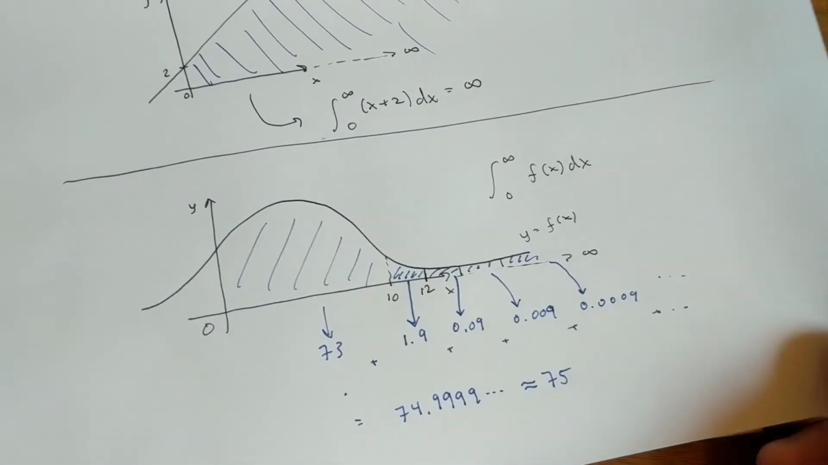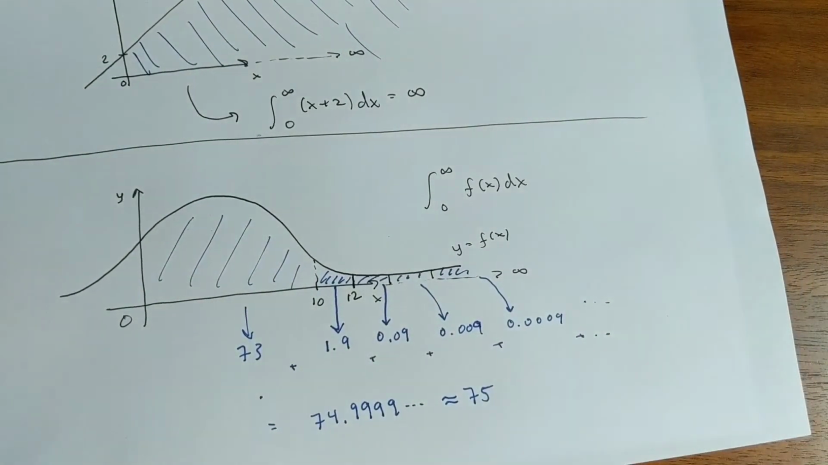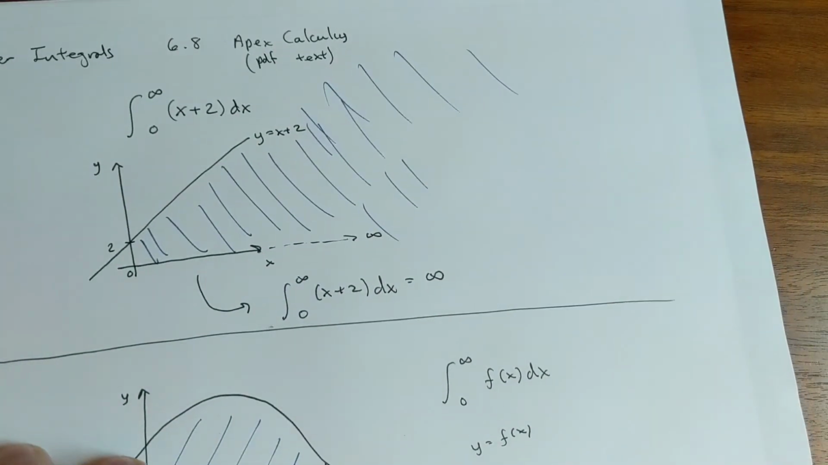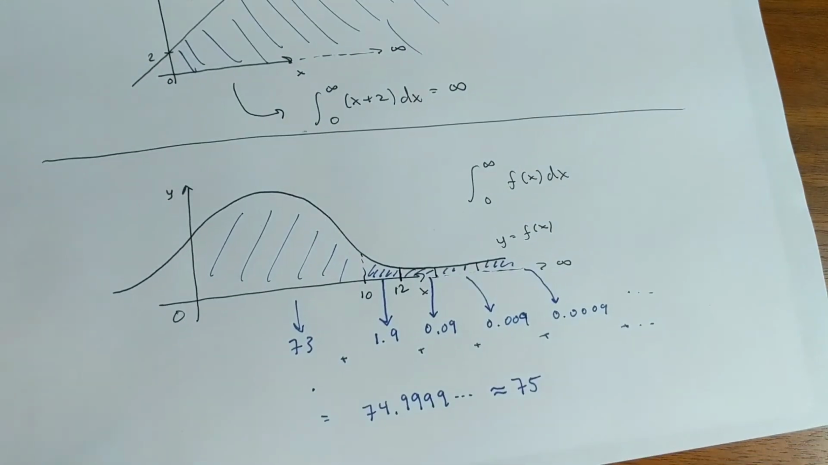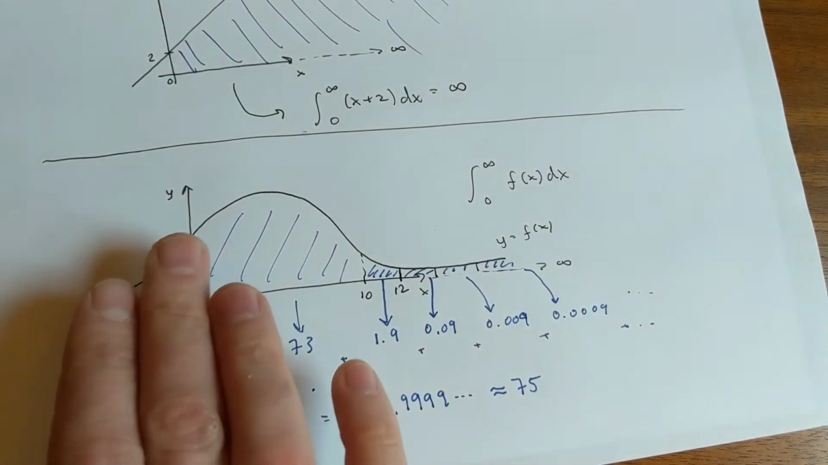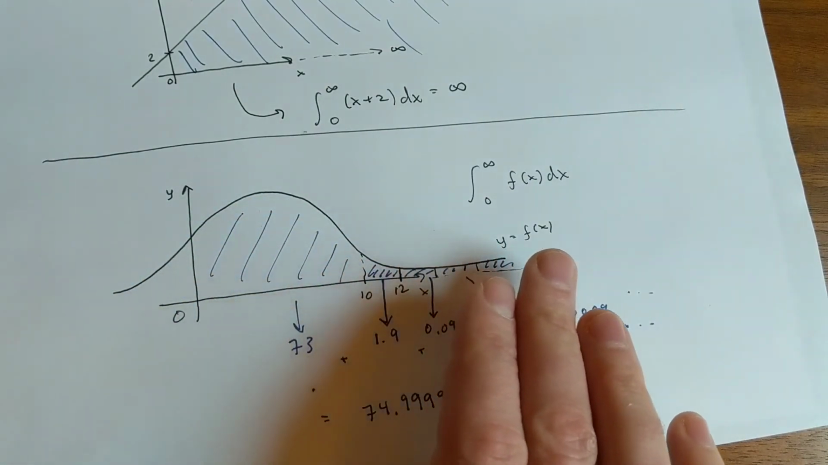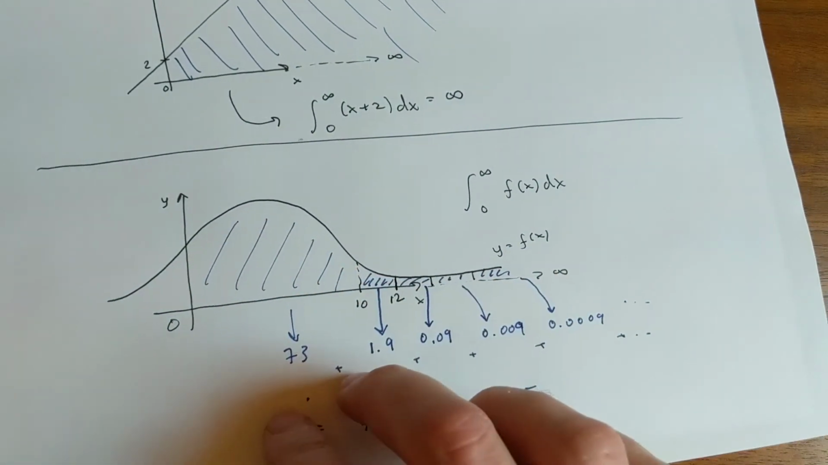Okay, so let's look at the definition of this, and we're going to define this in terms of limits. We want this definition to give us infinity in a case like the first example, and then some finite value in a case like this, where this tail, as we get closer and closer to infinity, and the x values get smaller and smaller.